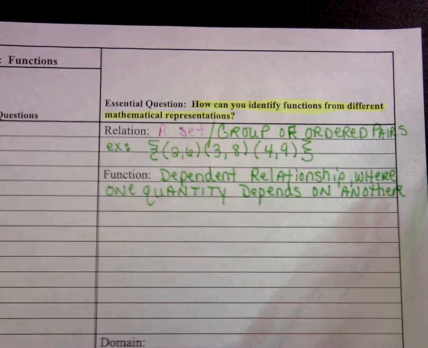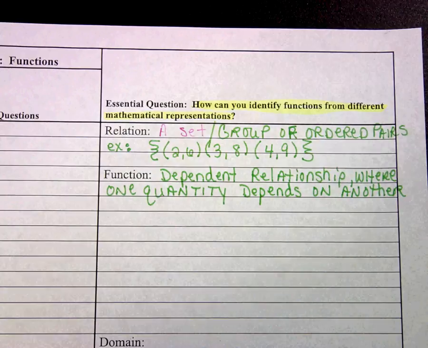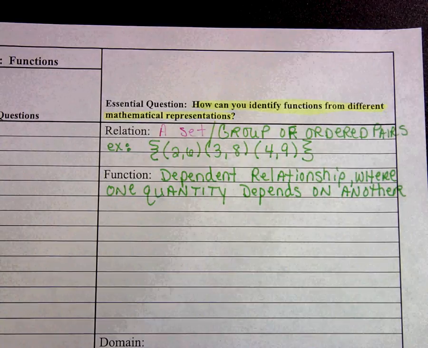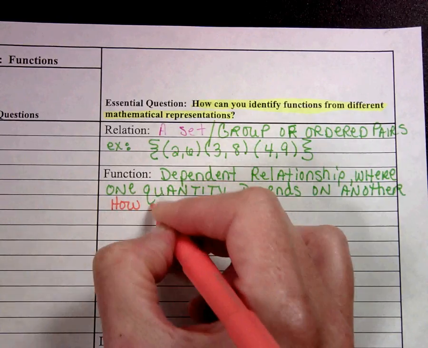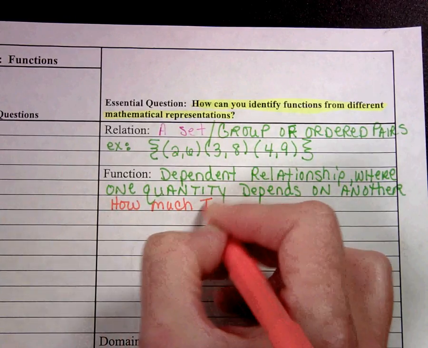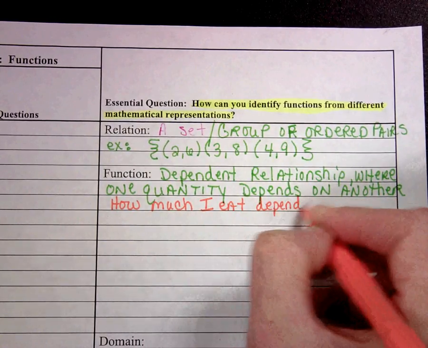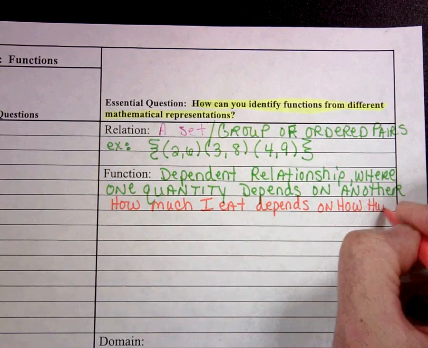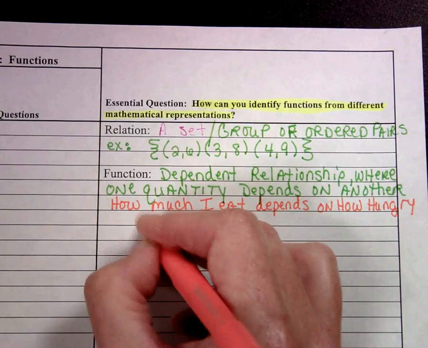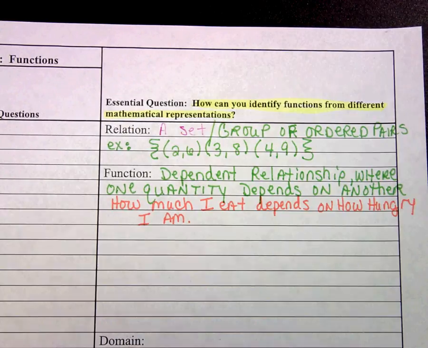I want to give you some verbal examples of functions first. One example of a function is how much I eat depends on how hungry I am. That's true, isn't it? If you're not very hungry, then you're not going to eat a lot. How much I eat depends on how hungry I am. That is an example of a function.